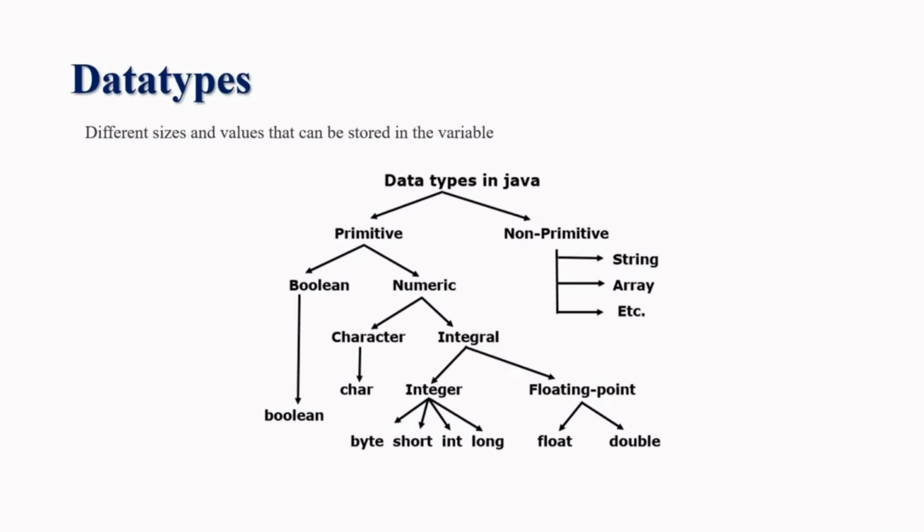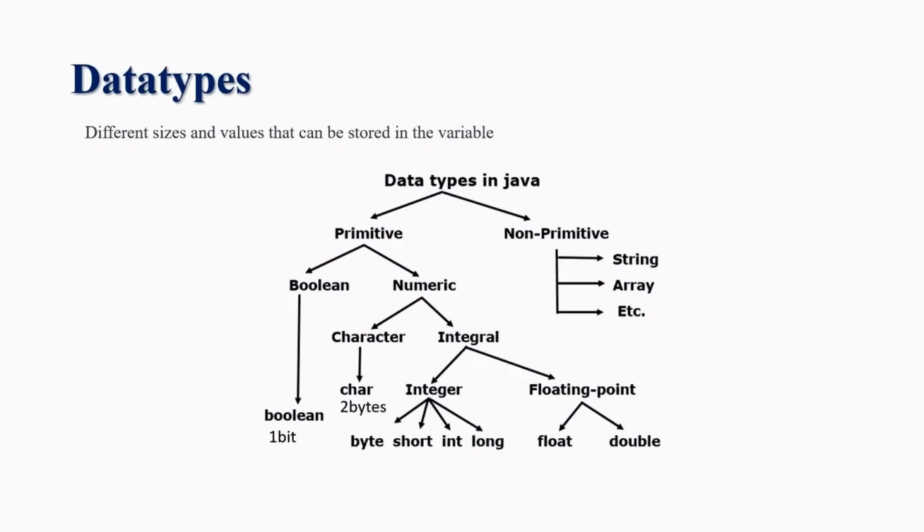Here primitive contains Boolean and numeric. Boolean contains the Boolean data type. It stores in two ways that are true or false. And the size of the boolean is one bit of information. Numeric contains character and integral. Here character means it is used to store characters, like it is used to store letters.